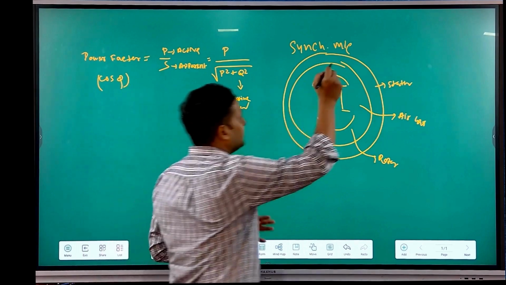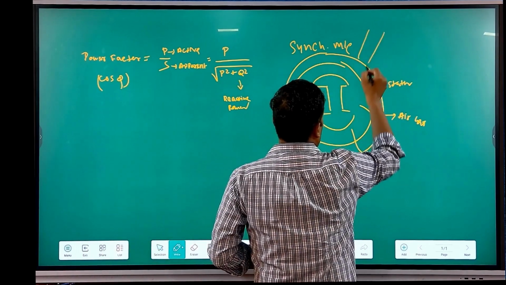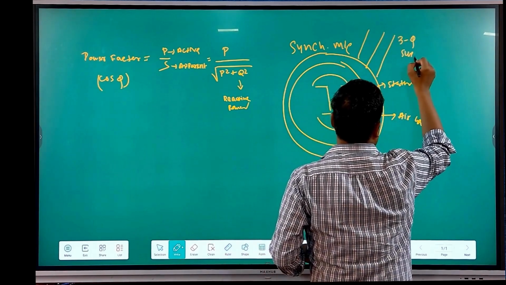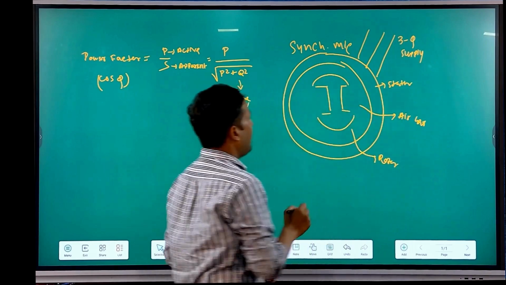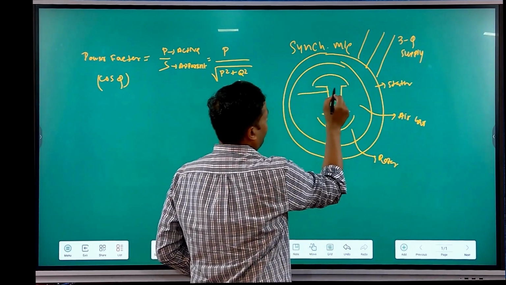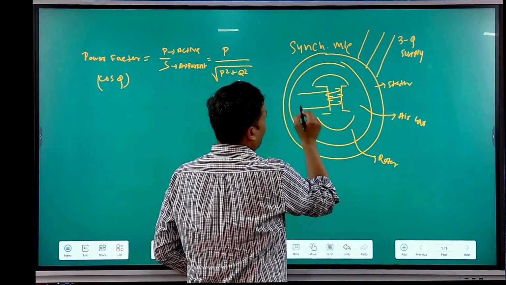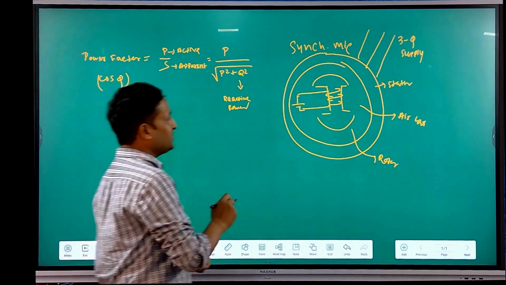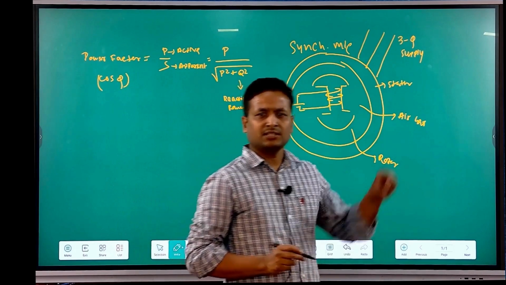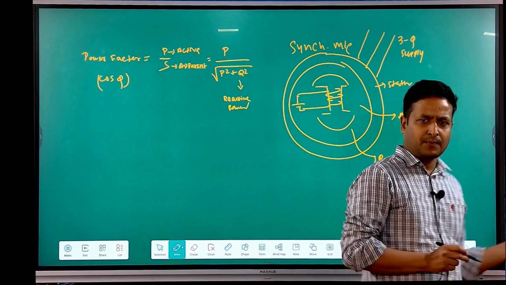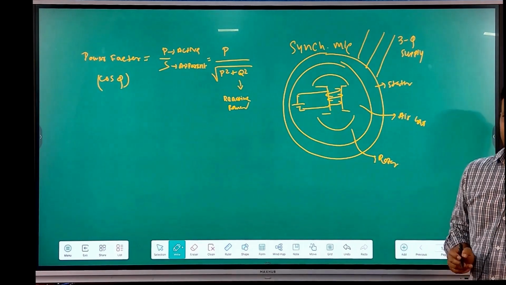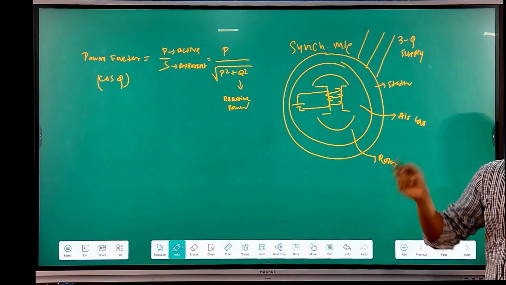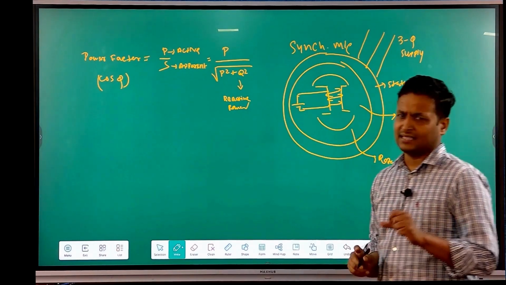In a synchronous motor, we connect a balanced three-phase supply to the stator and a DC supply to the rotor. That means a synchronous machine is otherwise known as a doubly excited machine. The stator is connected to one kind of supply and the rotor is also connected to a supply. Both the stator and rotor are excited, which is why it is known as a doubly excited machine.